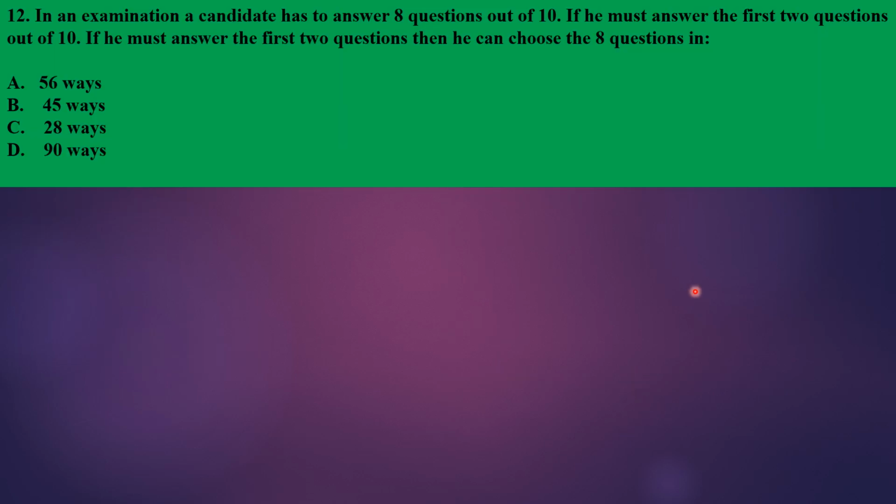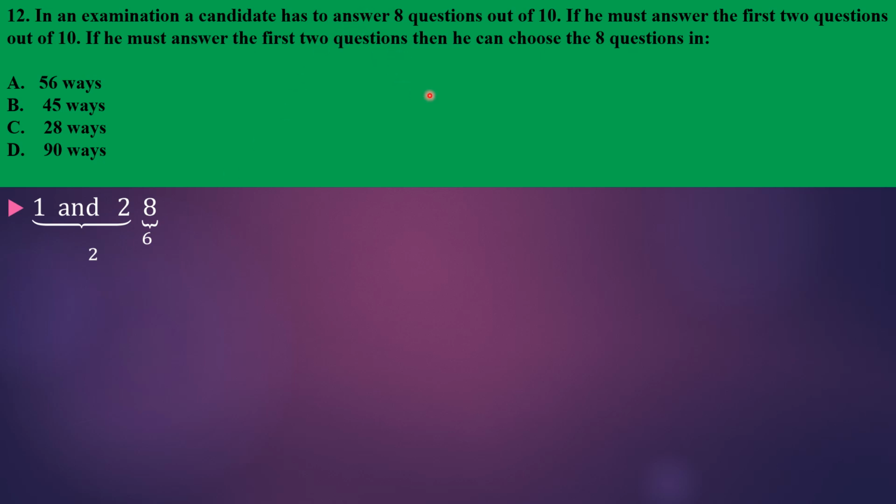All right. In an examination, a candidate has to answer 8 questions out of 10. If he must answer the first 2 questions, then he can choose the 8 questions in how many ways? All right, this is very simple. The first and the second are actually a must. It's not like you're picking 1 question out of 2. Listen, if your question said the candidate must pick 1 question out of the first 2, that's a different question.